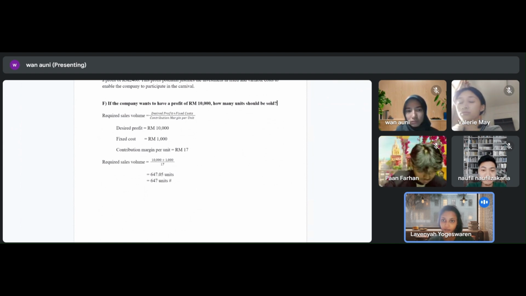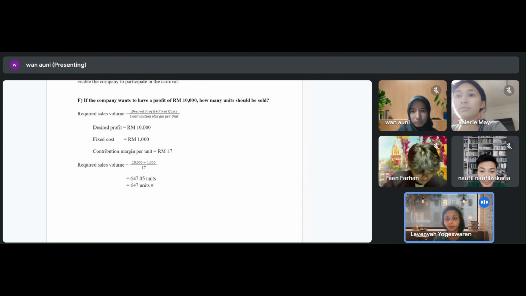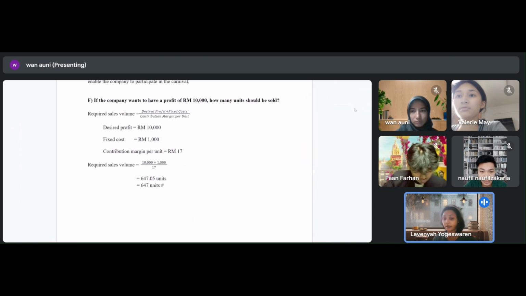In this scenario, the question is asking how many units should be sold if the company wants a profit of 10,000 ringgit. As we covered in the syllabus, in chapter 7, under units required for target profit, we are going to use the formula of target profit plus fixed cost, divided by the unit contribution margin.